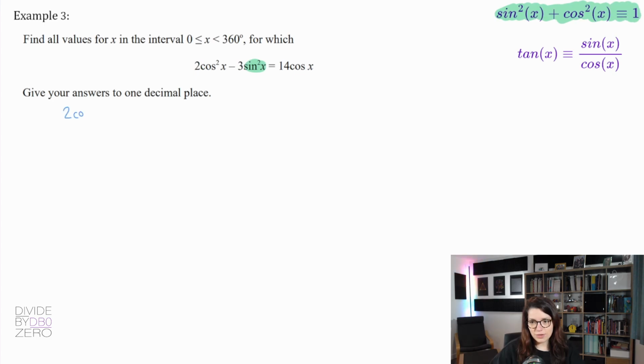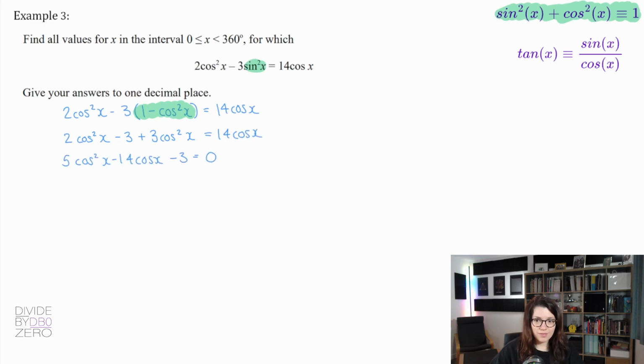And that will give us 2 cos squared x minus 3 brackets 1 minus cos squared x equals 14 cos x. And again, that's just from the first identity rearranged. Then we got 2 cos squared x minus 3 plus 3 cos squared x equals 14 cos x. Bring it all over to the left and simplify. And here we have a hidden quadratic. You can solve these straight away if you want to, but I like to make a substitution. So I'd say something like y equals cos x, and therefore it's 5y squared minus 14y minus 3 equals 0.